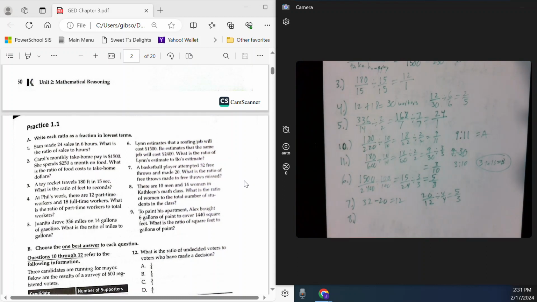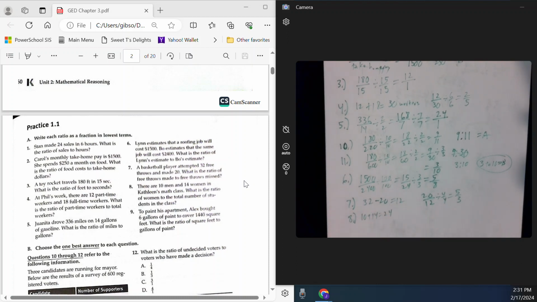Number 8. There are 10 men and 14 women in Kathleen's math class. What is the ratio of women to the total number of students in the class? So we got to add up all of the students. 10 plus 14, that's the total amount of students. So we want the ratio of women, which is 14, over the total amount of students, which is 24. We divide both of these by 2, and we get 7/12.